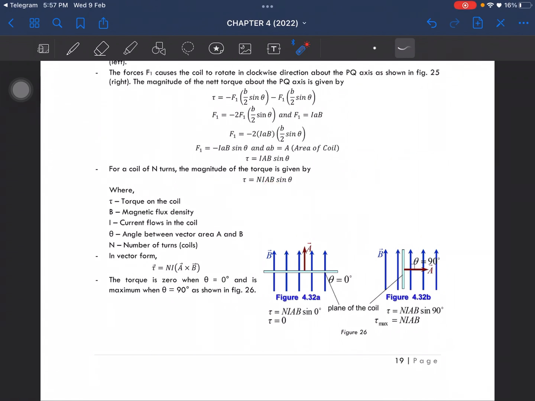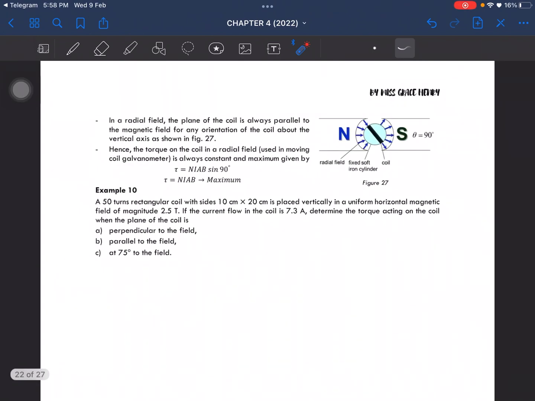Okay, so the torque will be 0 when theta is equal to 0 and will be maximum when theta is equal to 90 degrees. Okay, so when a question asks what is the maximum torque, remember theta should be equal to 90 degrees. It applies not only to torque, but also to the rest of the previous subtopics when it applies. Okay, so in a radial field, the plane of the coil is always parallel to the magnetic field for any orientation of the coil.